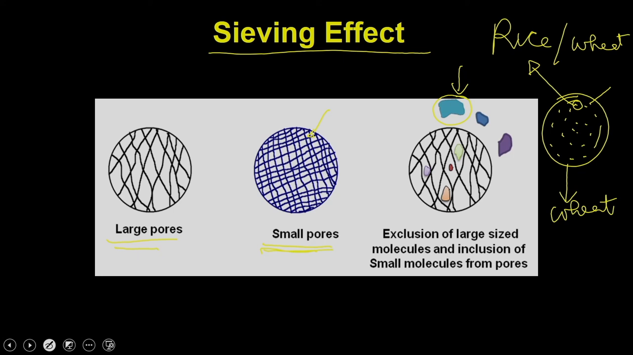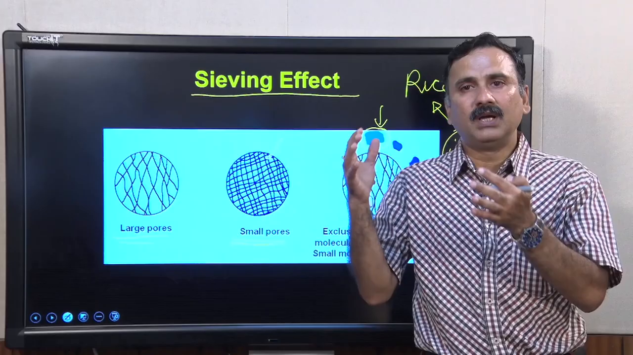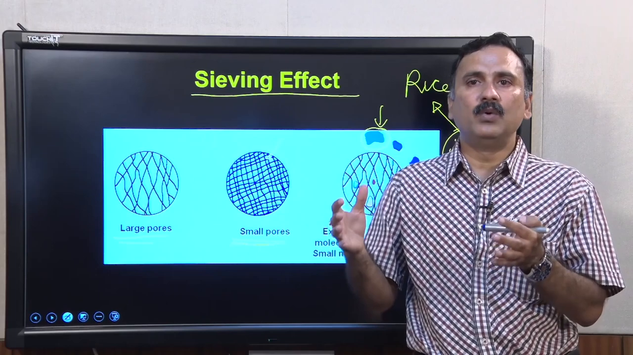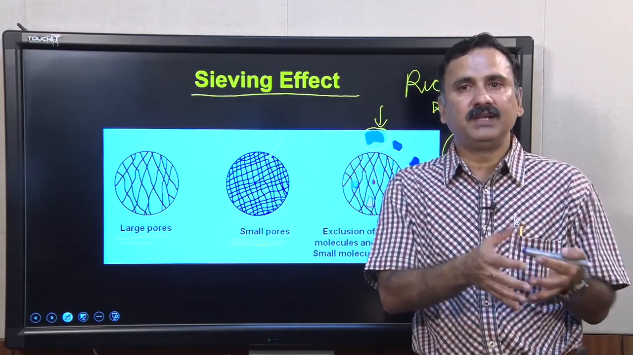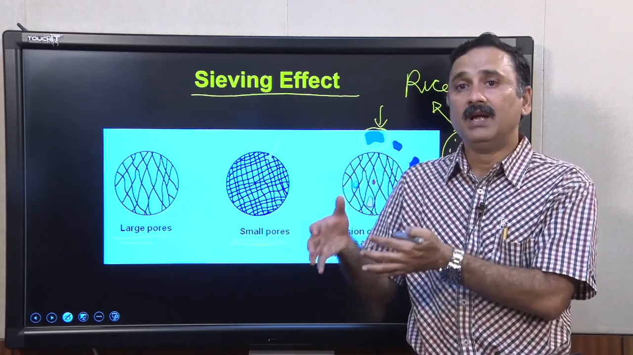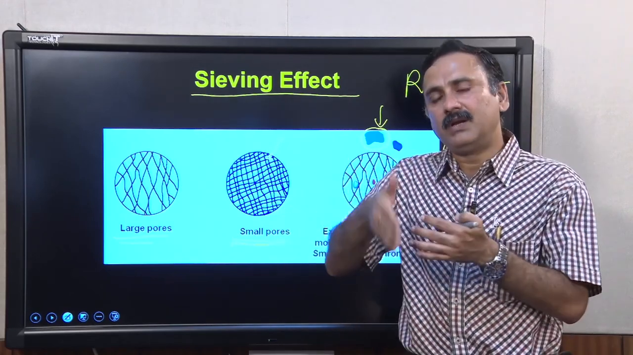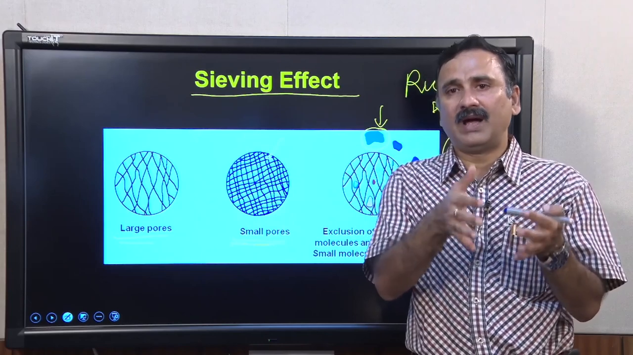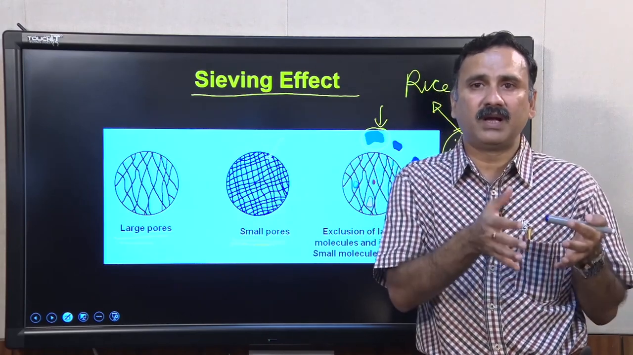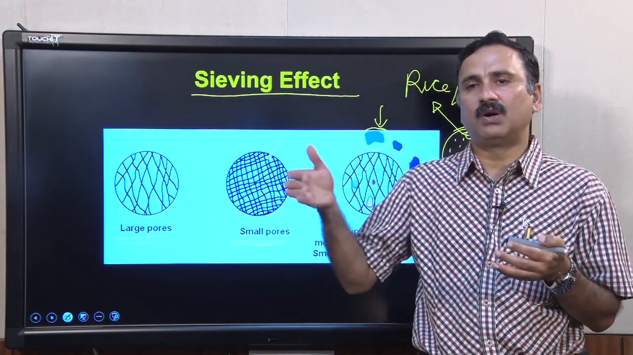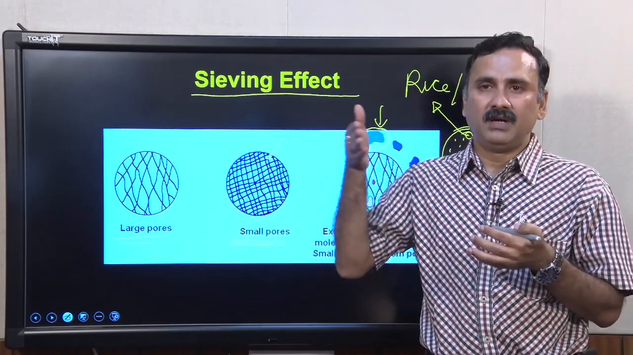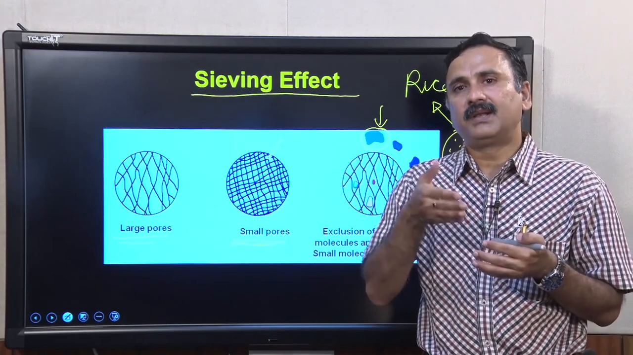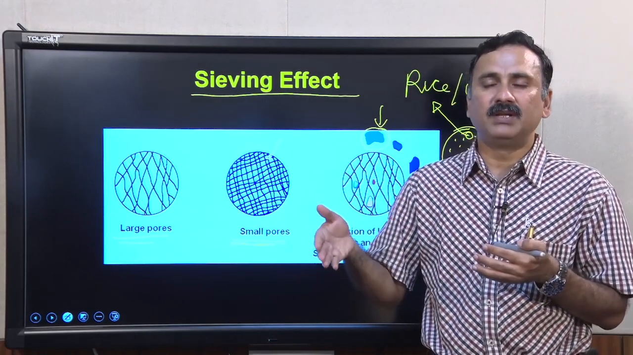As soon as that happens, the large molecules come out from the column first, and the small molecules come later. That continues because you are not going to have pores of one particular diameter. You can have pores of different diameters, and that's how you get the sieving effect to see a separation of the molecules based on size.